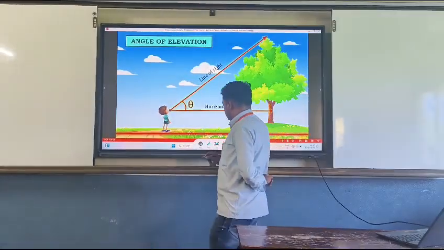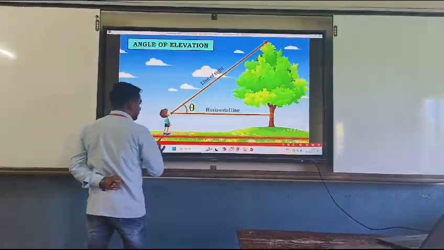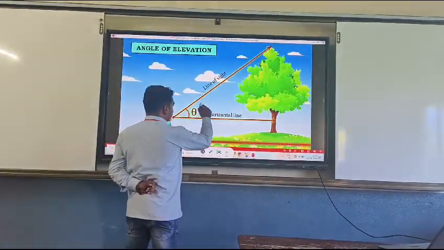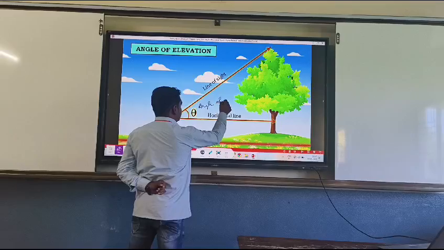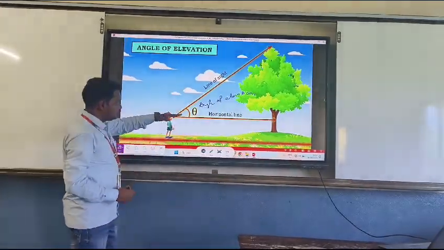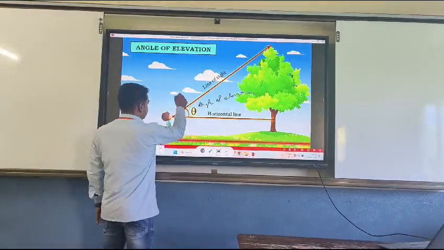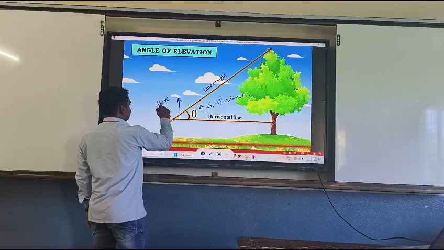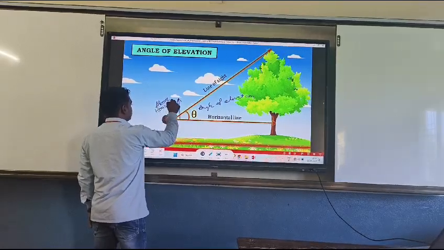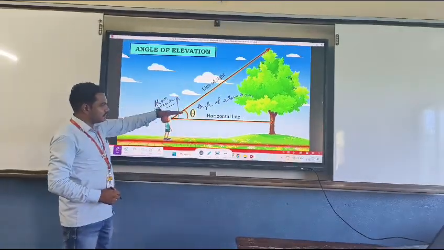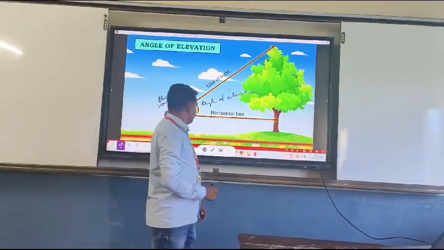One point to be noted here is that the angle of elevation is always formed above the horizontal line. Above the horizontal line. So the angle of elevation is always formed above the horizontal line.